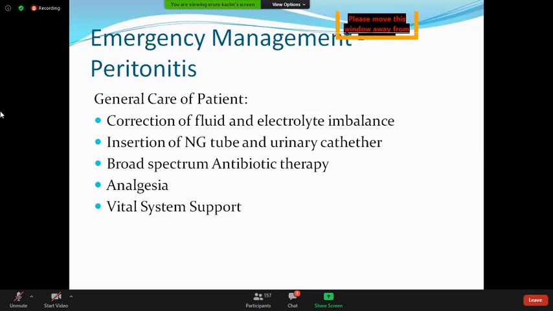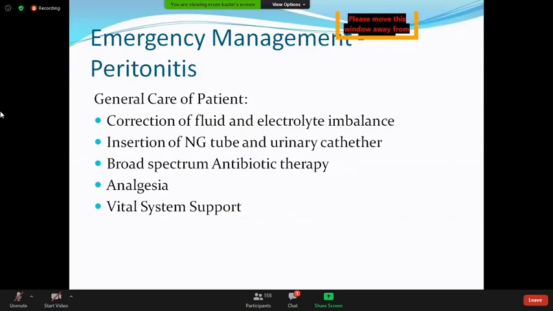So after having the investigations done, our next step would be the management of the patients. We are supposed to do the general care of the patient. We have to address the correction of fluid and electrolyte imbalance, as these patients are very dehydrated and some might be in septic shock.